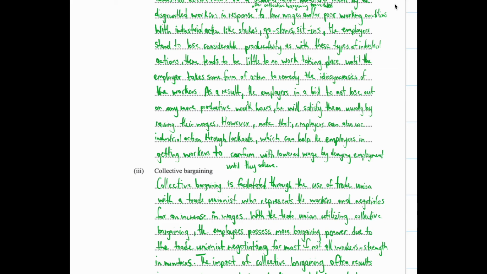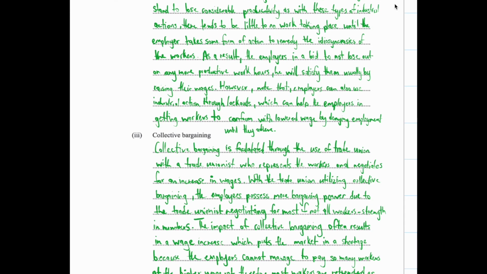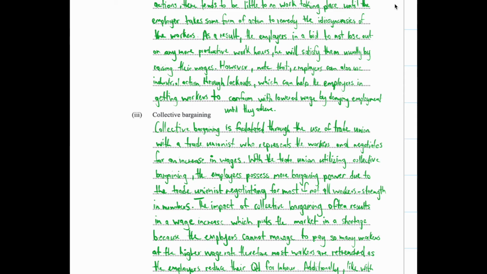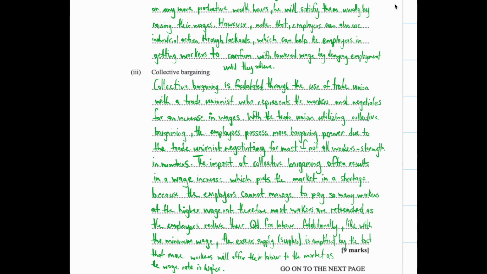So, this impact of collective bargaining often results in a wage increase, which puts the market in a shortage because the employers can't manage to pay so many workers at the higher wage rate. Therefore, most workers are retrenched as the employer reduces their quantity demanded for labor. Additionally, like with the minimum wage, the excess supply or surplus of workers is amplified by the fact that more workers will offer their labor to the market as the wage rate is higher.